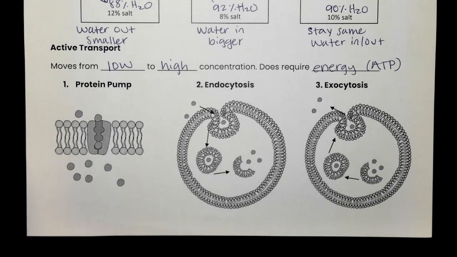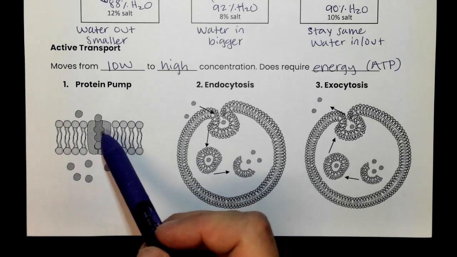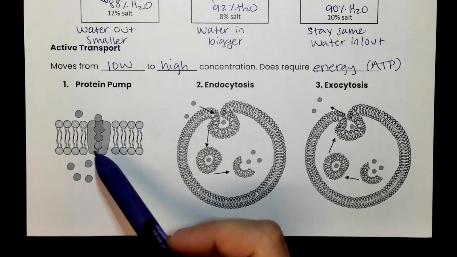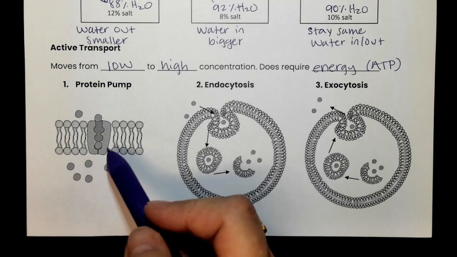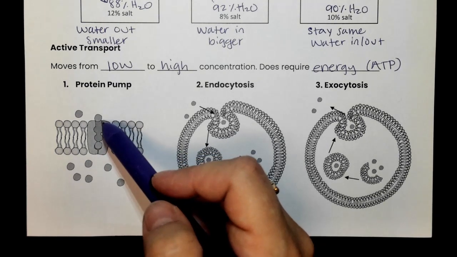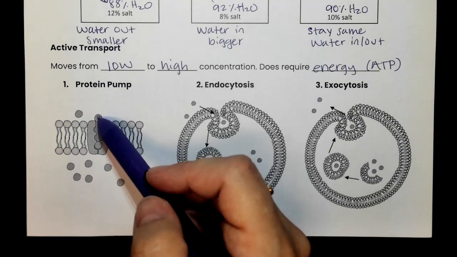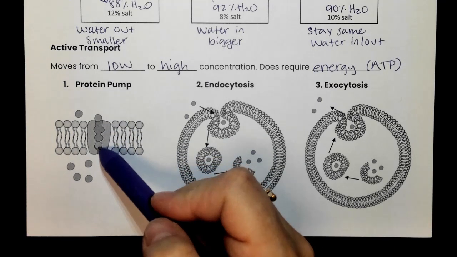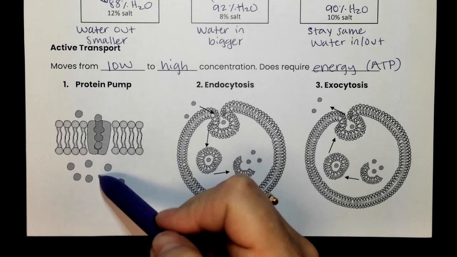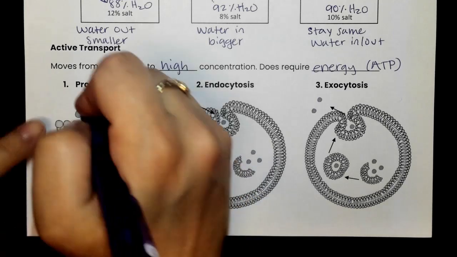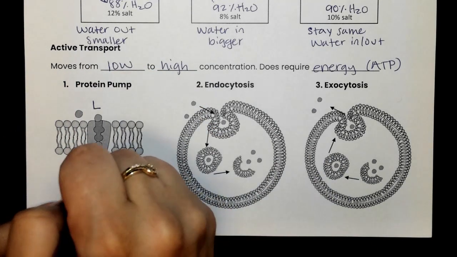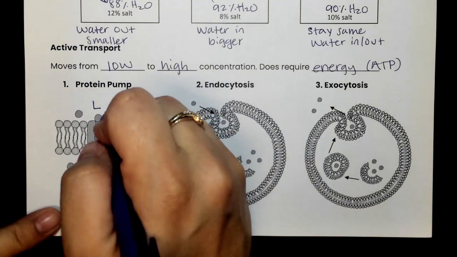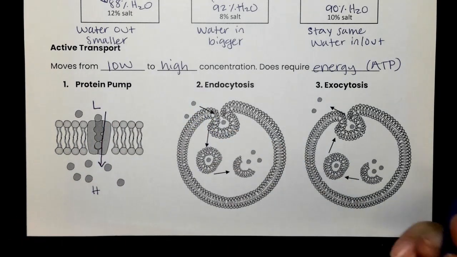The first one is called a protein pump, and it looks very similar to facilitated diffusion. However, it has to go through this protein channel, or a protein pump that's embedded in the cell membrane. So what happens is it opens up on one side of the membrane, the molecules come in, it closes, and then it opens up on the other side so they can get pumped across the membrane. So this one, we're going from low concentration at the top to a high concentration at the bottom, which would tell us it's going to be active.